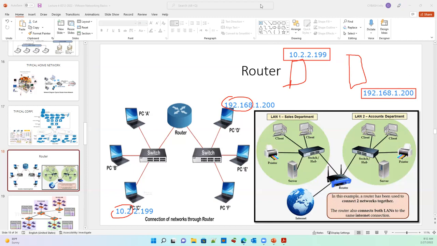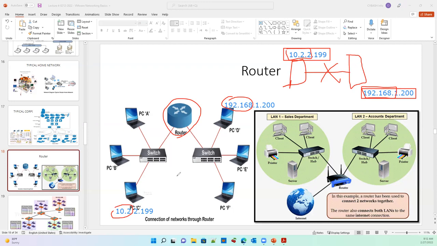So if you run the cable directly, they don't talk to each other. Even if they are connected, they will not talk to each other because they are two different networks. The network ID is different. Even if you connect the cable, they are not going to talk to each other. In order for them to talk, you need a router from one IP address to the other IP address, okay? And then they can talk.